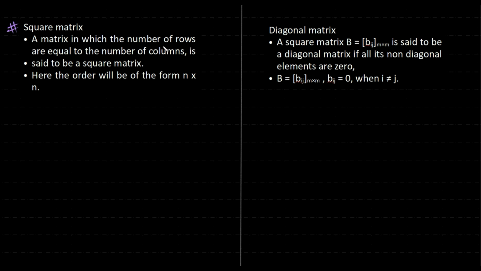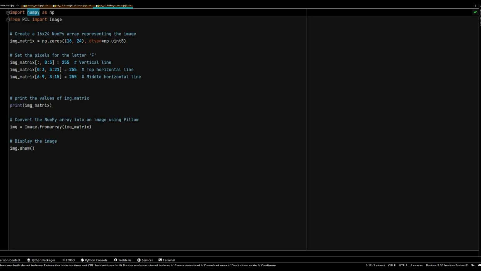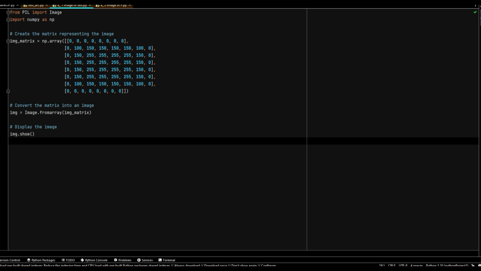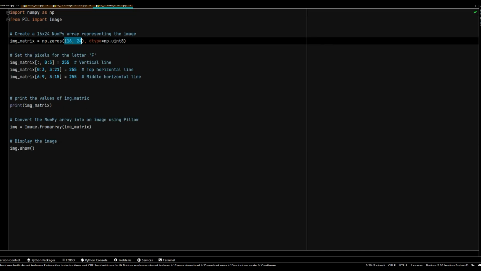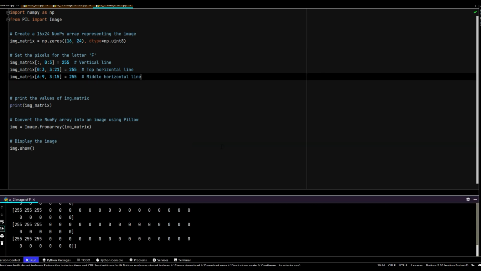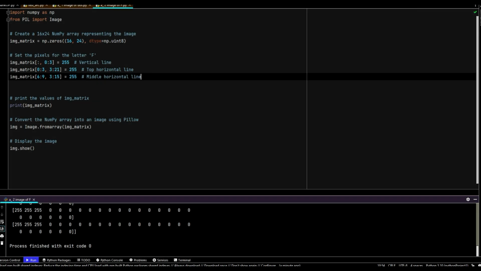Next is a square matrix. Here the number of rows and columns are equal. A matrix in which the number of rows is equal to the number of columns is said to be a square matrix. Just a second. Okay, we are back. The compiler had crashed, so I had to do this. So this is not a square matrix. We have here 16 by 24, and you can see it is not square in shape.